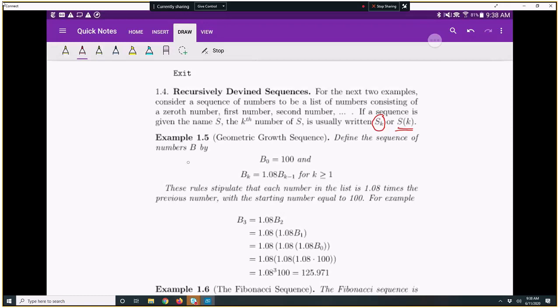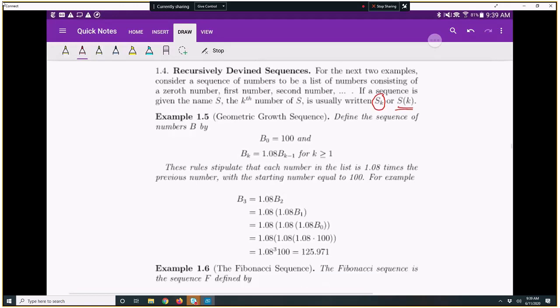So this example is called a geometric growth sequence. Define the sequence of numbers, capital B, starting with b sub 0 equal to 100 and b sub k equal to 1.08 times b sub k minus 1 for k greater than or equal to 1. So the rule says that each number in the list will be 1.08 times the previous number, with the starting number equal to 100. So you can see that to define this sequence, we only need to define the first term, and then all of the subsequent terms are just defined in terms of the preceding terms.